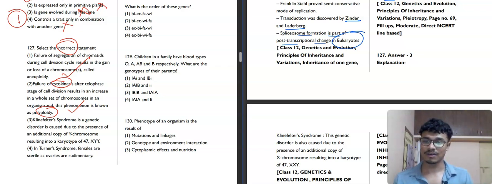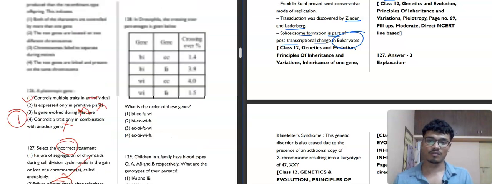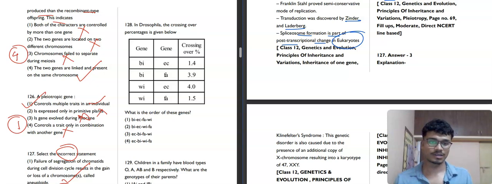And Klinefelter syndrome is a genetic disorder caused due to the presence of an additional copy of the X chromosome, not the Y chromosome, and the karyotype will be 47, XXY. So it is incorrect. In Turner syndrome, females are sterile and ovaries are rudimentary. Absolutely correct, because they have 44 autosomes and X0. That's why the ovaries are rudimentary. So it is the incorrect one. The third option is the incorrect one. Now we'll move towards the next question, question number 128.